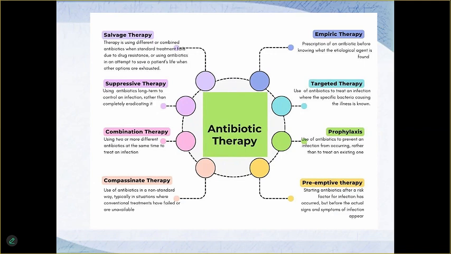So if you take antibiotic therapy in general: empiric therapy, targeted therapy, prophylactic therapy, preemptive therapy, and then salvage therapy, suppressive therapy, combination therapy, and compassionate therapy. Other than these 8 indications, there's no indication for antibiotics, because antibiotics are useful for bacterial infections. It is not useful for any other thing. So, this patient is having sepsis.